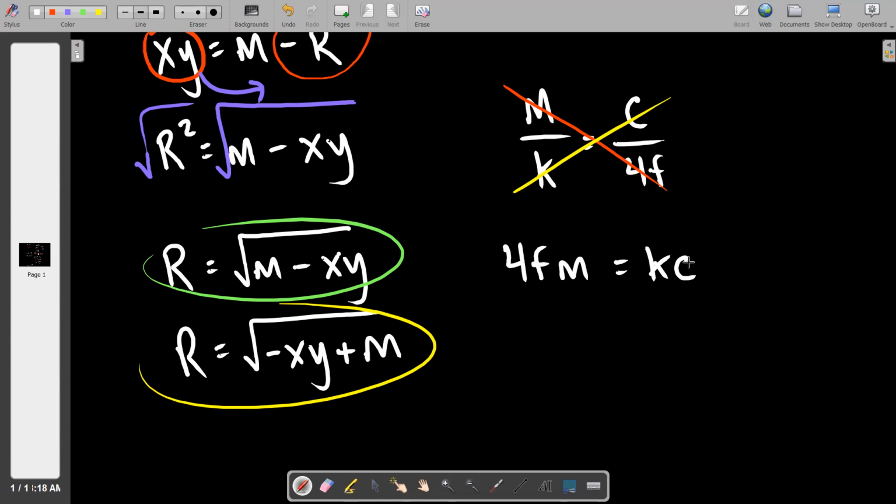And now at this point, I would look and say, what am I solving for? Oh, I'm solving for F. So I'm just going to divide both sides by all of the stuff that's attached to F. In this case, that's 4M, like this. So the 4's and the M's cancel, and I'm left with my final answer, which is F equals KC divided by 4M.